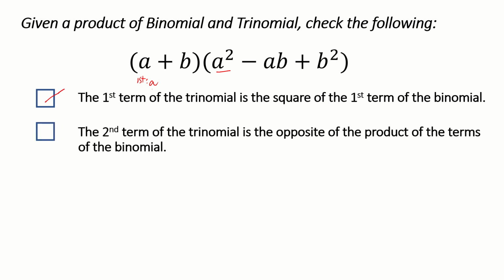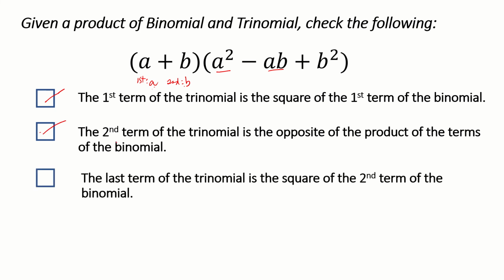The next checklist, the second term of the trinomial must be the opposite of the product of the terms of the binomial. So our first term in our binomial is a, then the second term of our binomial is b. So we get its product, a times b is ab. But since it's positive, it must be a negative in our second term in our trinomial, which is a negative here. So that's a yes.